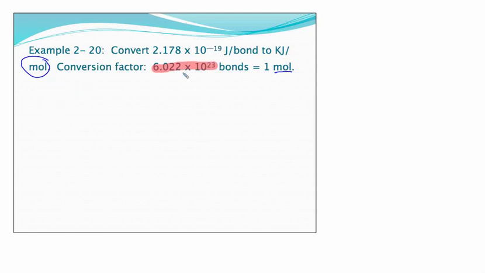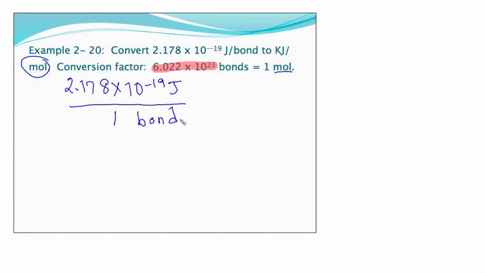So I have to do two things here. I've got 2.178 times 10 to the minus 19th joules. That's how much energy it's going to take to break one bond. That's what that double unit means. And the question asks us to figure out how many kilojoules it would take to break a whole mole of bonds, or 6.022 times 10 to the 23rd. So that's our goal. Now, there's two parts to this.